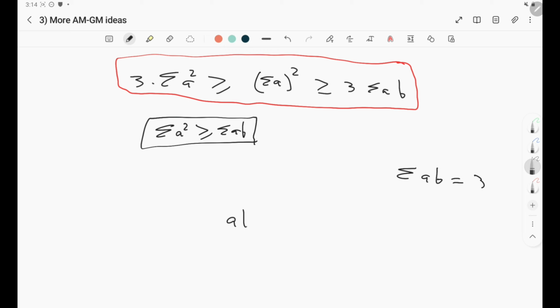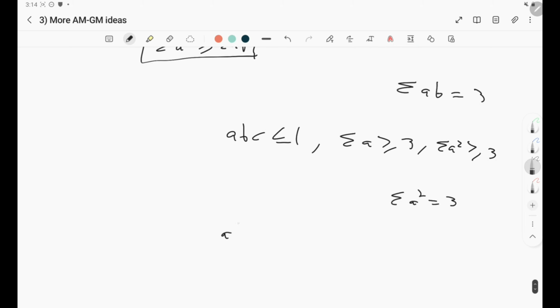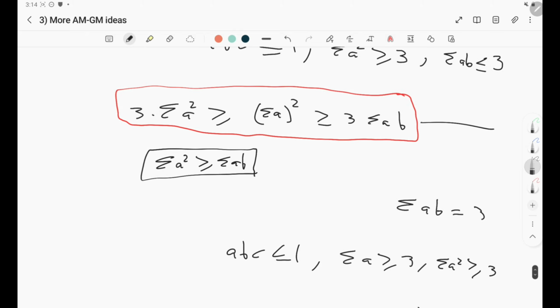So first of all, ABC, you know it's less than 1. Sigma A here, you know it's greater than 3. And sigma A squared, you know also is greater than 3 by just applying these again. Of course, that also means if they told you sigma A squared is equal to 3, then everything else is less than, because sigma A squared is a beast. So sigma A is less than 3. Sigma AB is less than 3 as well. So it's really, really important to keep this inequality in your mind.